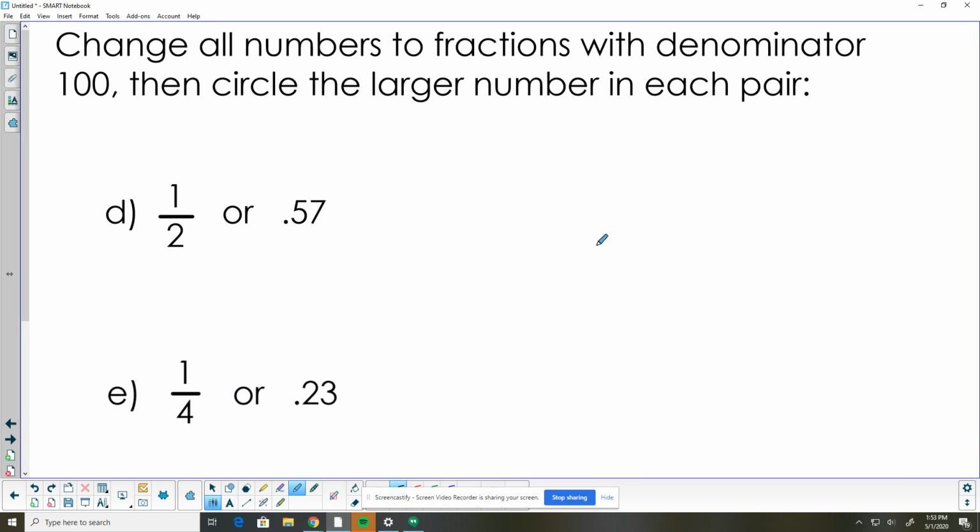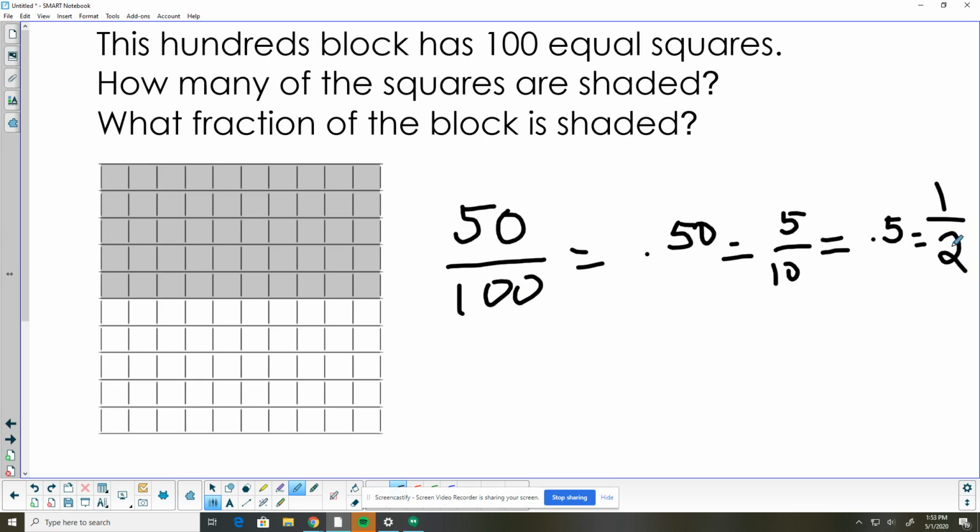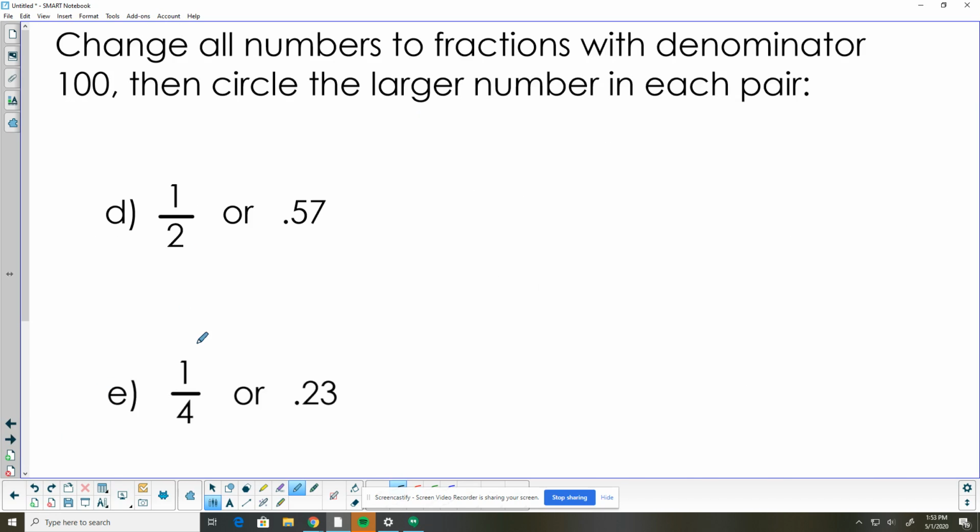So if I'm comparing my fractions and decimals, and I'm trying to determine the largest number, 1/2 or 57 hundredths. Well, if I go back and think about that 1/2, it was 50 hundredths. Therefore, 1/2 is the same as 50 hundredths. Oops, messy writing. Or 57 hundredths, which is larger? Well, 57 hundredths is larger than 50 hundredths.